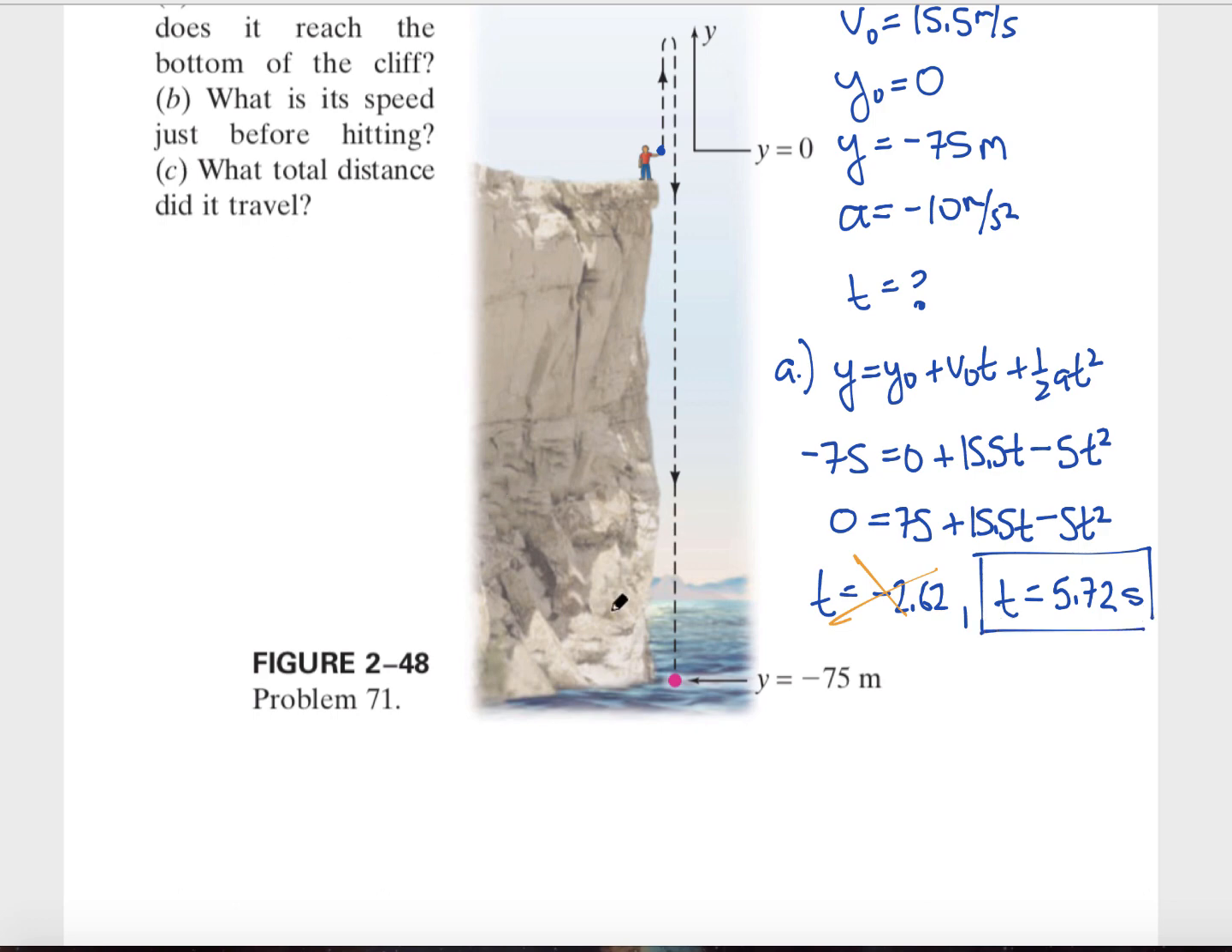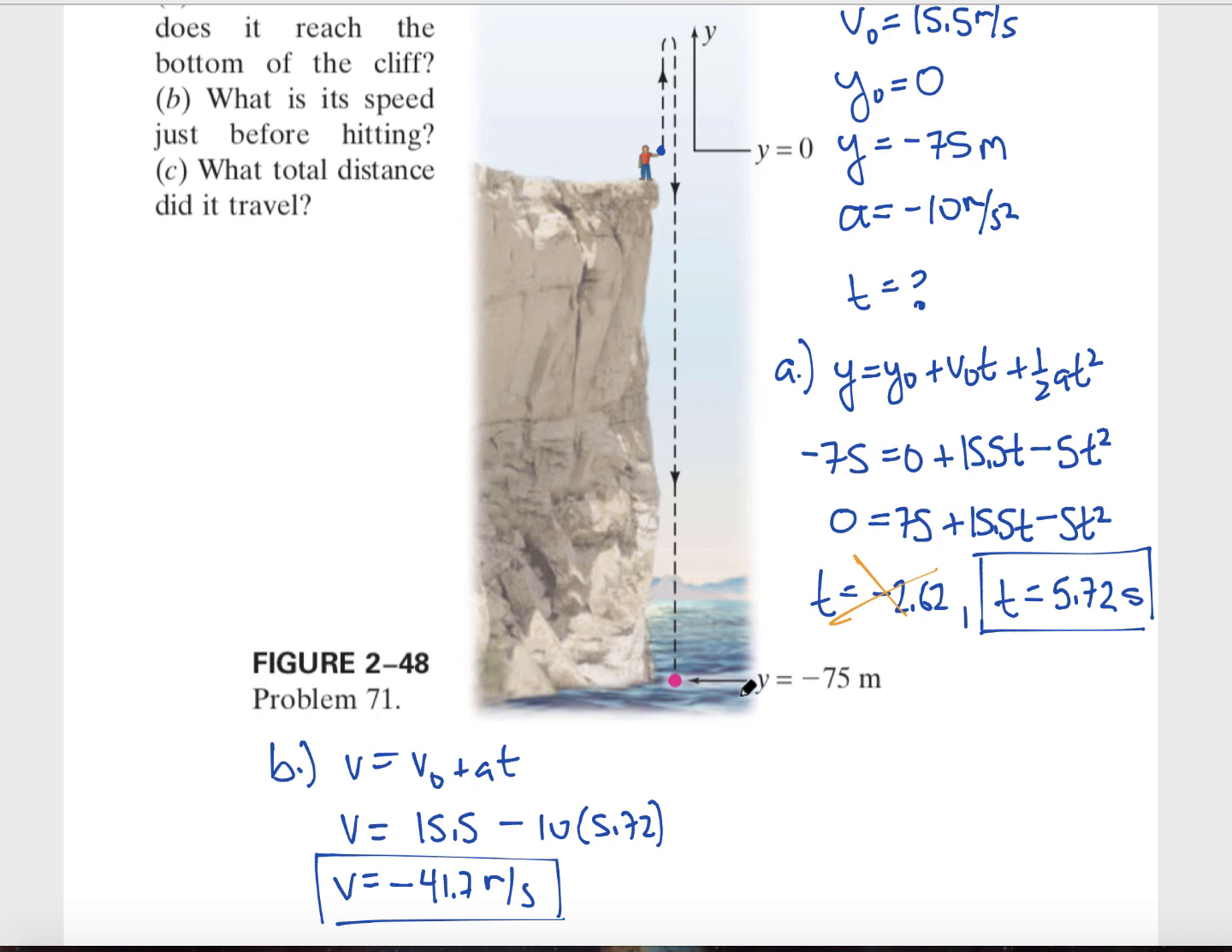Now B says, what is its speed just before hitting? Well, now that we have the time, this is actually really easy. My speed is going to come from my first kinematic equation: v equals v naught plus a t. My acceleration is the same, and I know the time, and I know my initial speed. So my final velocity is going to be 15.5 minus 10 times the 5.72 that I just found. So my final velocity ends up being negative 41.7 meters per second.